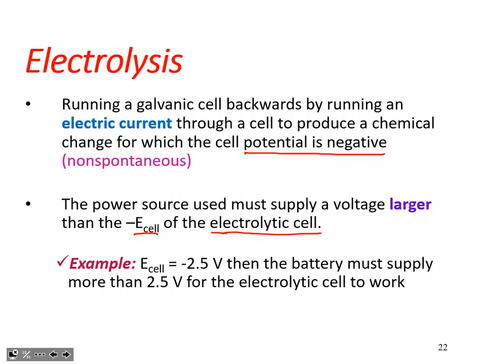So for example, to put it in words, and this was apparently asked on Admin 1, just so you know. Example, if you have an electrolytic cell that has a cell potential of negative 2.5 volts, then the battery that you attach to supply to get it going has to be more than 2.5 volts. It has to be able to overcome the negative potential to make the electrolytic cell work. Keep that in mind. You're also going to see it in the diagram in just a second.